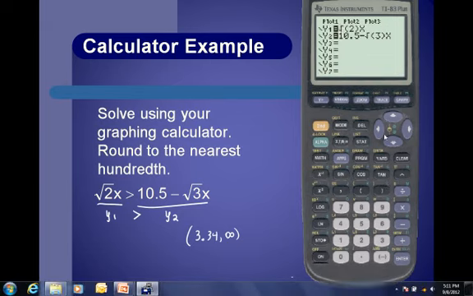Now, let's go back and talk about the difference of the other way we were doing it. The other way, we would go to y equals, and we wouldn't have a y2, we would just enter everything on the y1. So we're going to go to second math, which is test. Square root of 2 times x is greater than 10.5 minus the square root of 3, close that, times x.